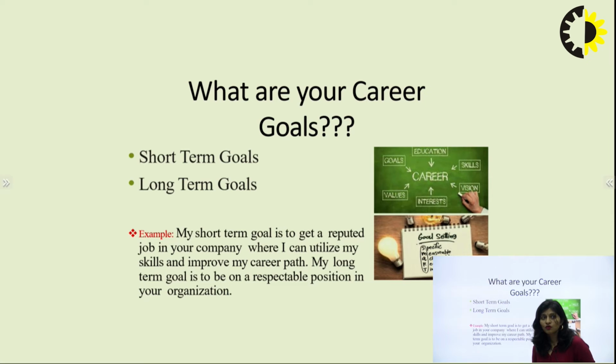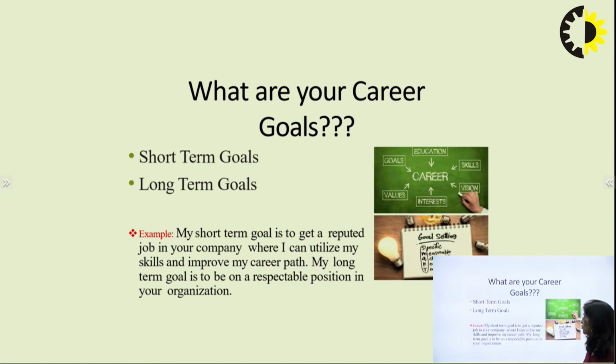Now, what are your career goals? So there are two kinds of goals, short-term goals and long-term goals. So you need to do some kind of self-exploration about what your goals in life are. If your goal is not clear, it means that you are not clear in terms of what you want to achieve, right? Short-term goal means what you want to achieve after 1 year or 2 years, and long-term goals means what you want to achieve after 5 years or 10 years of your life.